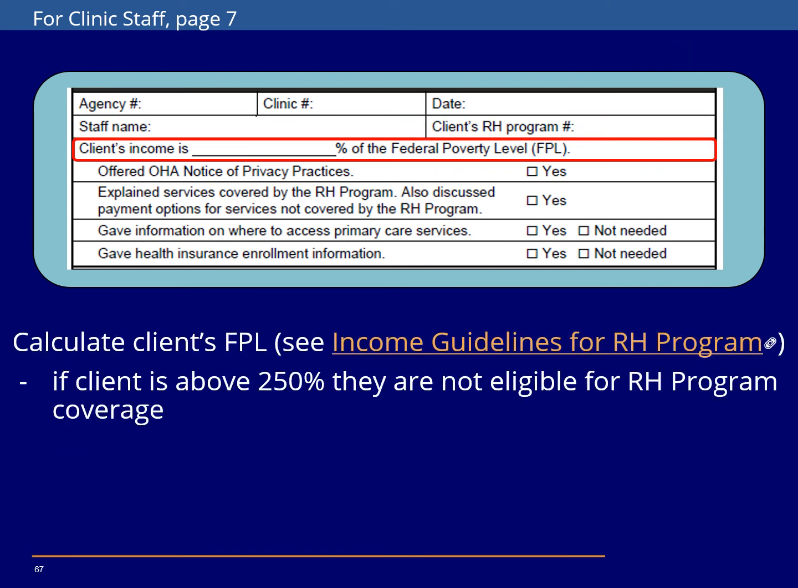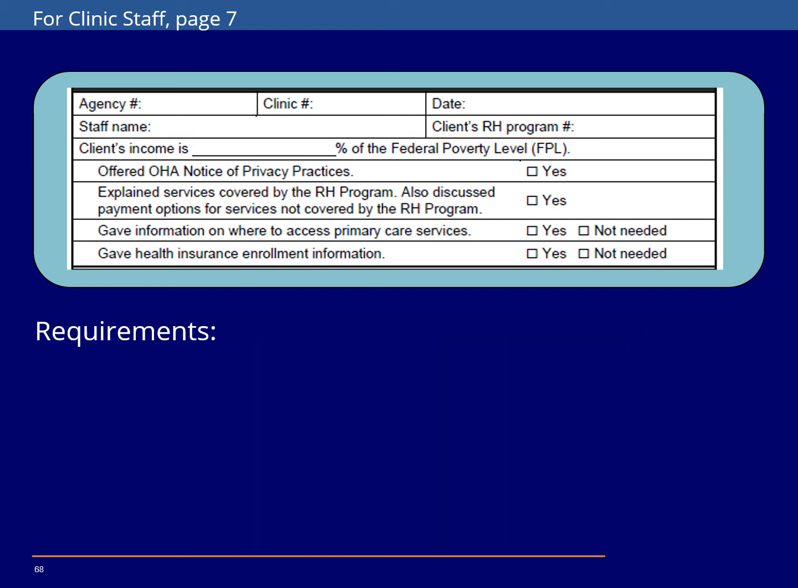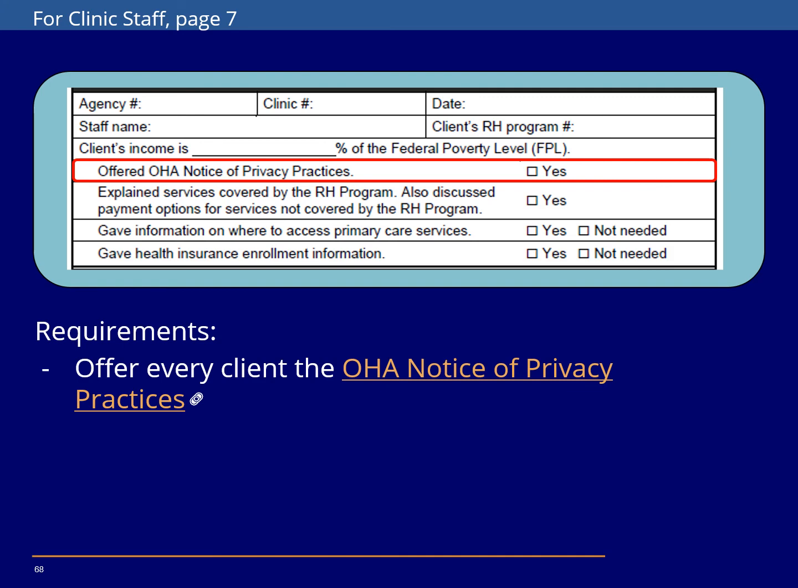Next, we ask for the client's FPL. To be eligible for RH program coverage, their individual income must be at or below 250% of the federal poverty level. Next are checkboxes to ensure that staff are following our customer care requirements. Staff must offer all clients the OHA Notice of Privacy Practices. Clients do not need to take them, but they must be given the opportunity. The Notice of Privacy Practices are available in several languages, and we have links to them on our client enrollment webpage.